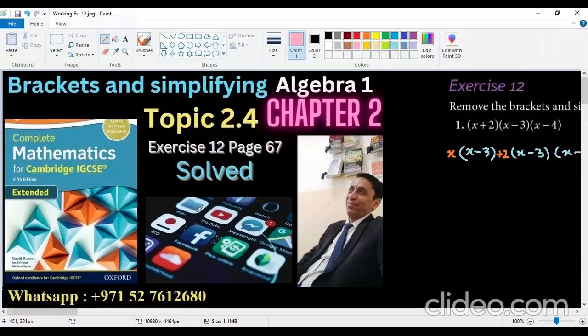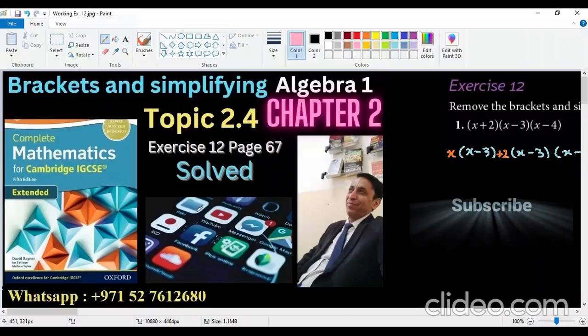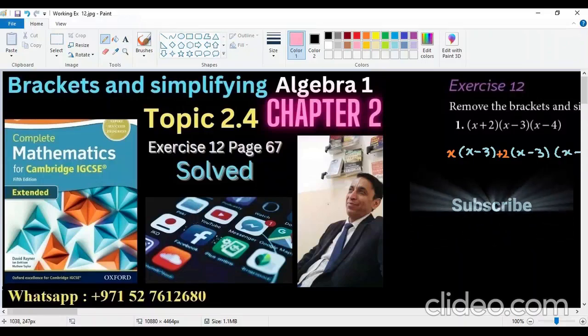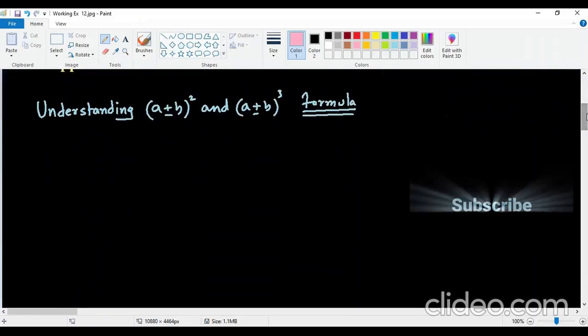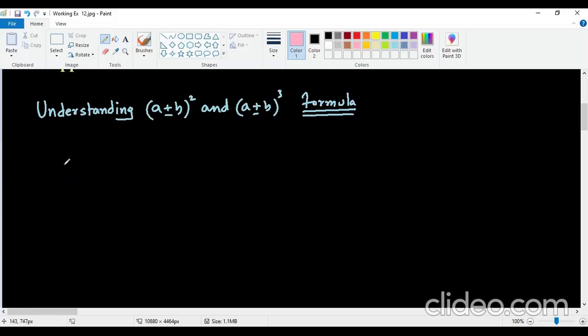Hello everyone. This is exercise 12. As you know very well, in the previous exercise 11, I explained the formula of squares. Here, we are working on the cubing formula, and let me explain something about the formula. In the previous exercise, we are done with this part.